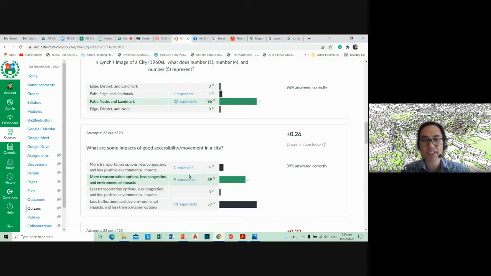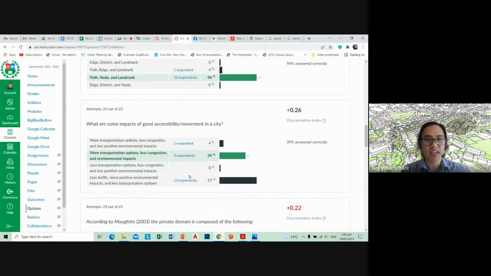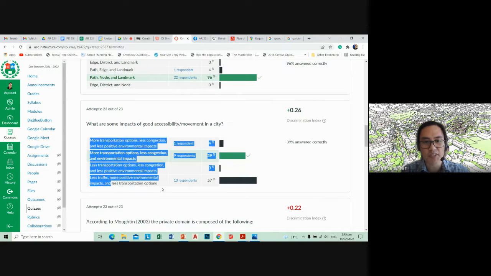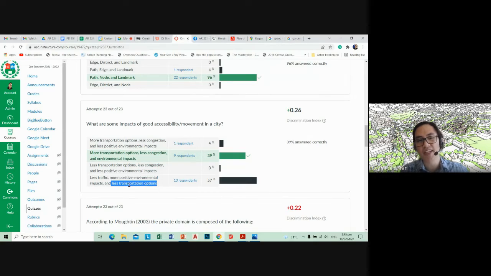See, what are some impacts of good accessibility in a city? So more transportation options, less congestion, and environmental impacts. This one is again one of my older questions. I should probably remove this. Less traffic, more positive environmental impacts, and less transportation options. So it's only wrong here at the last part. Less transportation options. You have to have more options to have less congestion. So that's really the point of this.